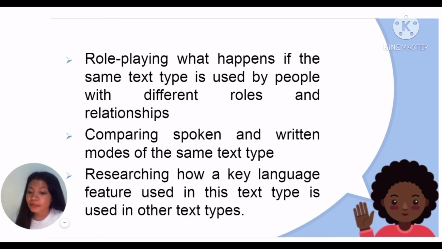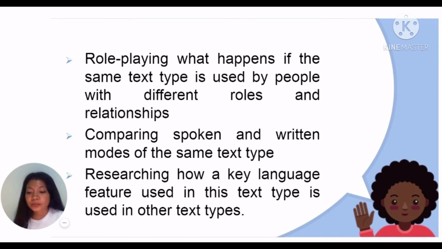Next, we have comparing spoken and written modes of the same text type. In this one, students can find examples of clausal and non-clausal units. Then they could turn the conversation into a written text and compare the language of the two text types. By comparison, they can be aware that spoken and written grammar often make use of different grammatical resources.